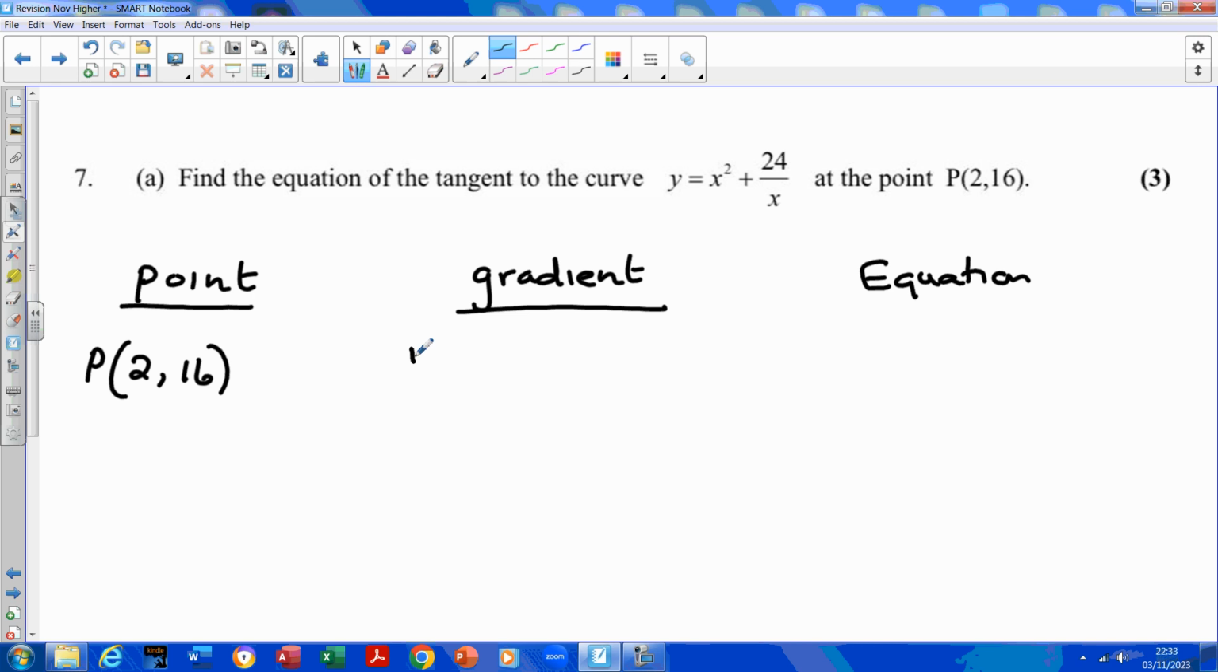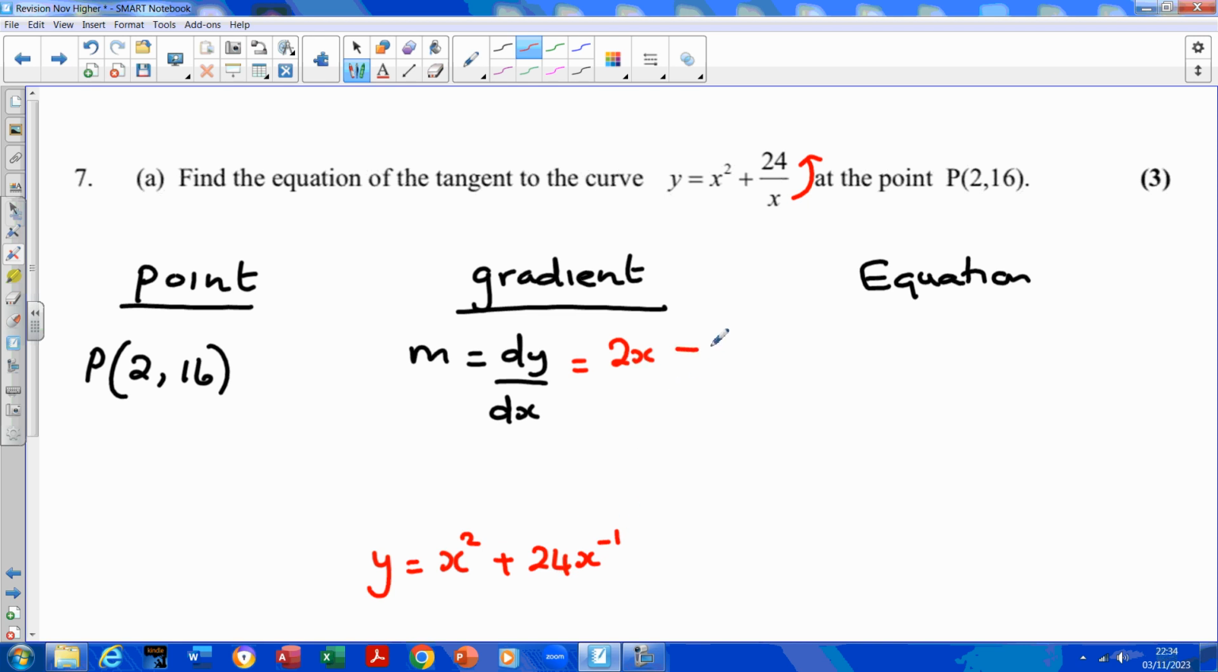So I want the gradient. So gradient is dy by dx. I'm going to look up here. That's not in a format that I can take the derivative of. So I'm going to take that x and make it x to the -1. I'll write it down here so we can see it. So y is equal to x squared plus 24x to the -1. So the derivative of that is multiply by the power, take 1 away from the power. So it's going to be 2x. Multiply by the power, take 1 away from the power. So it's going to be minus 24x to the -2.